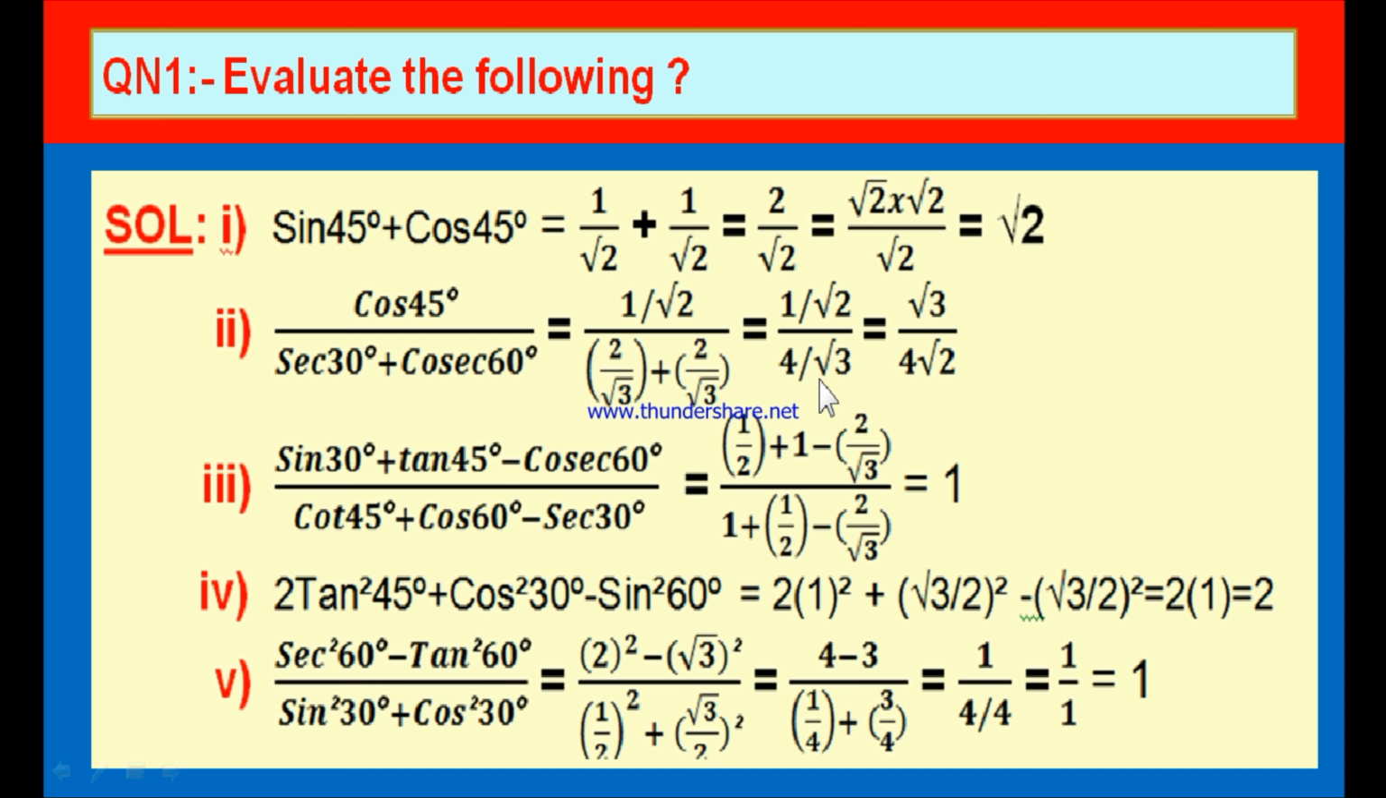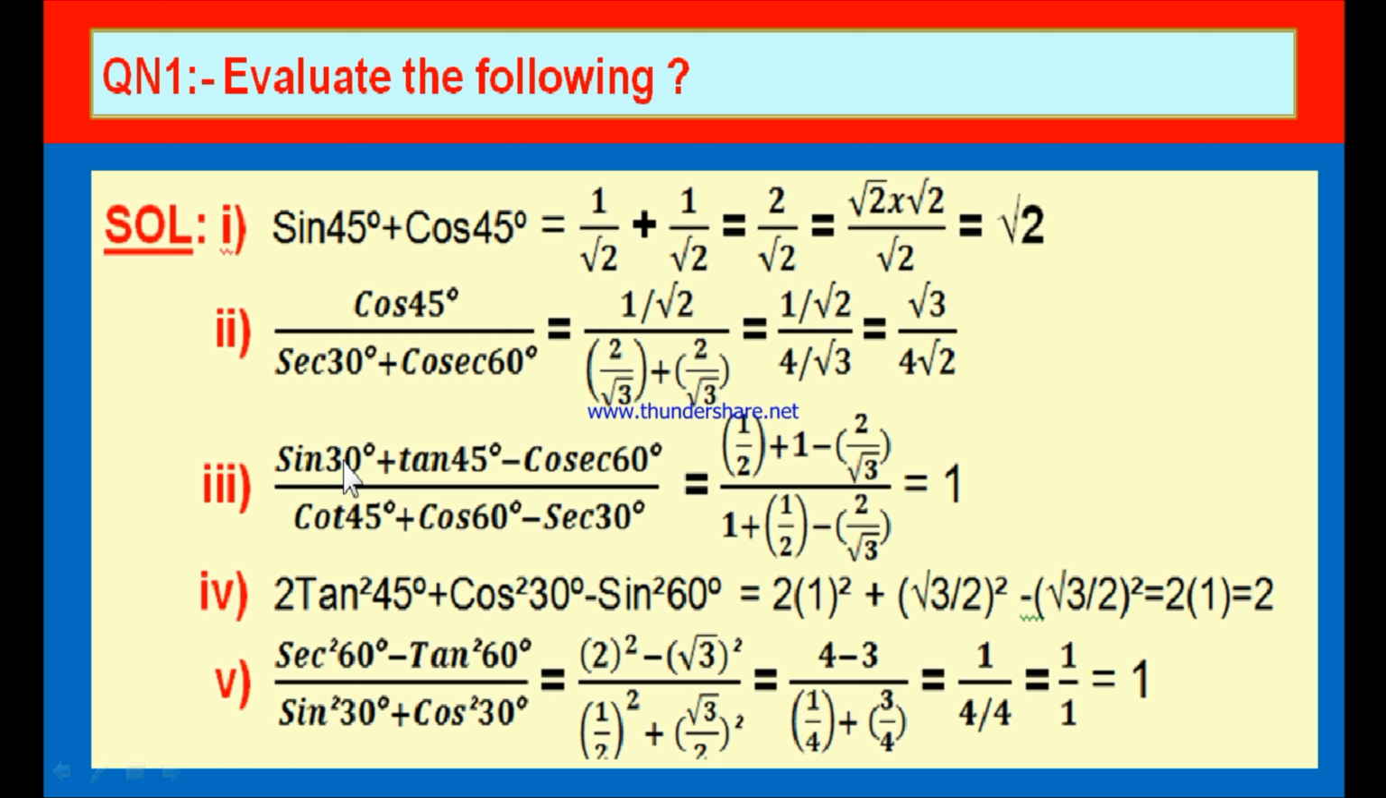Here, the denominator of the denominator may go to numerator and the denominator of the numerator may come to denominator. So that it is 1 into root 3 is root 3, 4 into root 2 is 4 root 2. Therefore, the final value of cos 45 degrees by secant 30 degrees plus cosecant 60 degrees is equal to root 3 by 4 root 2.